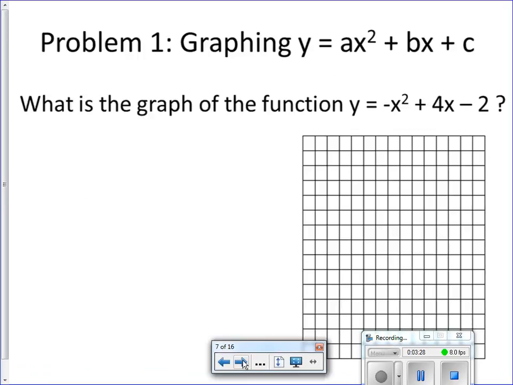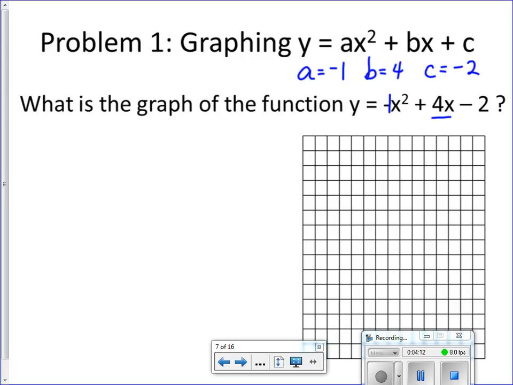All right, so problem 1. Graphing y equals ax squared plus bx plus c. Our question is, what is the graph of the function y equals negative x squared plus 4x minus 2? Well, let's begin by identifying our a, b, and c. In this equation, our a is that invisible negative 1 that comes in front of the x squared. Our b is the 4, which is the coefficient of the x term, and our c is negative 2.